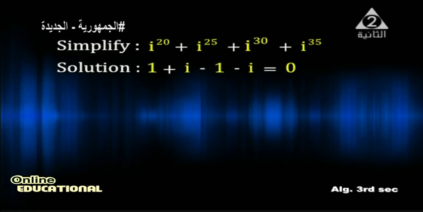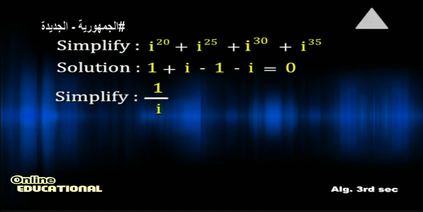Look at the solution. i power 20 is 1 because it is divisible by 4. i power 25 equals i, not divisible by 3. i power 30 equals negative 1. Why? Not divisible by 4, even. i power 35 equals negative i. Therefore, the answer is 0.